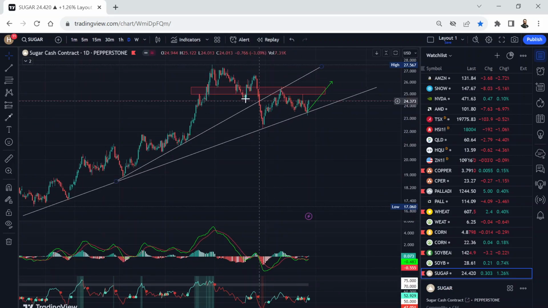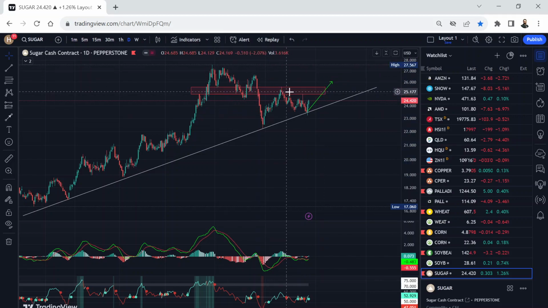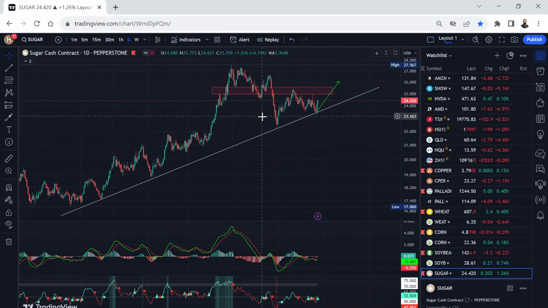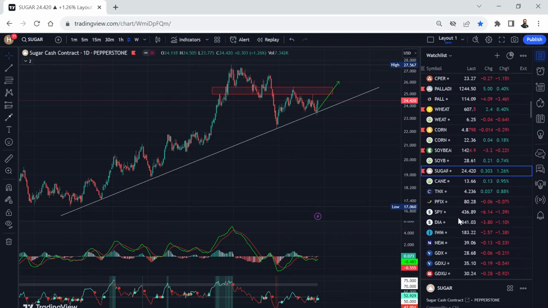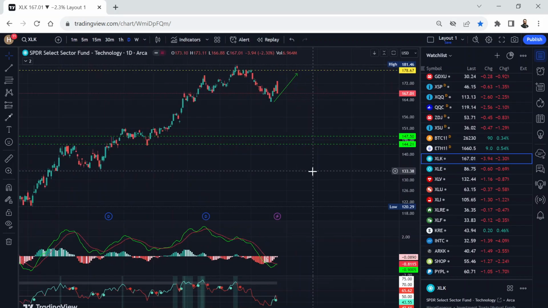Sugar, again, is on this trend line, so I'm going to get rid of this previous trend line now. So sugar is right here. There's a little bit of resistance here, but it's holding this trend line very nicely. And let's quickly look at all the tech stocks, all the sectors first.